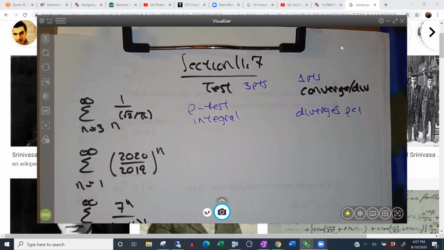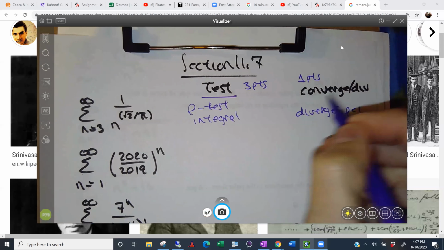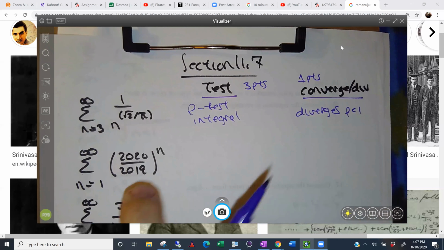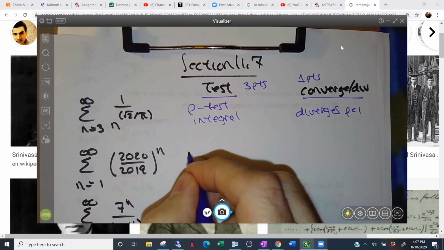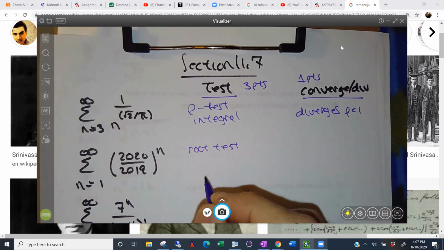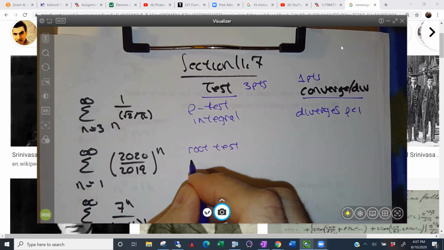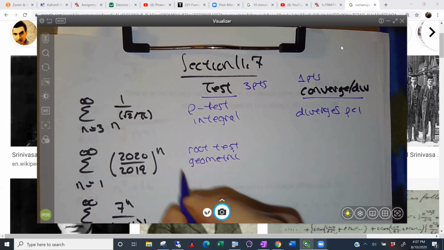A lot of times in the past, I've taught this during fall season. So in honor of football, we call it the 2-minute drill. Let's take a look at this one. What's the way to do this one? Root test. Root test, I'd accept that. What else would be acceptable? Geometric series, absolutely. What else?